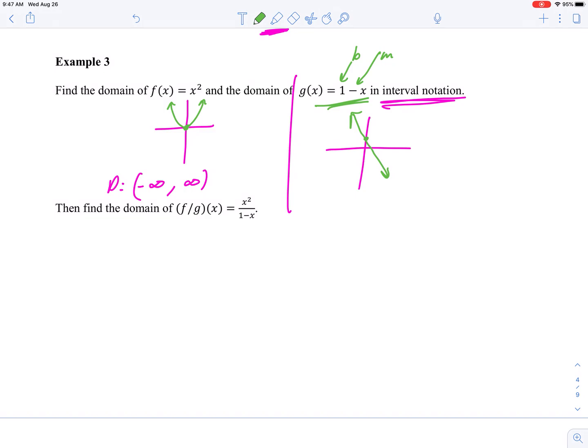What is the domain of any non-vertical line? Same thing as the parabola, right? Negative infinity to infinity. Okay, so let's find the domain of f divided by g of x. All right, so the parabola divided by the line.